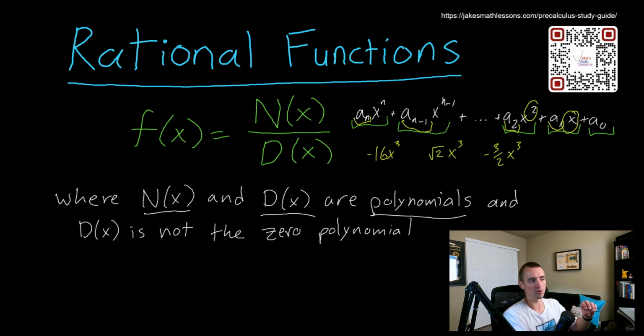So as long as you have a fraction where the top and the bottom of that fraction are just a polynomial, that makes a rational function, okay? So that's all a rational function is.